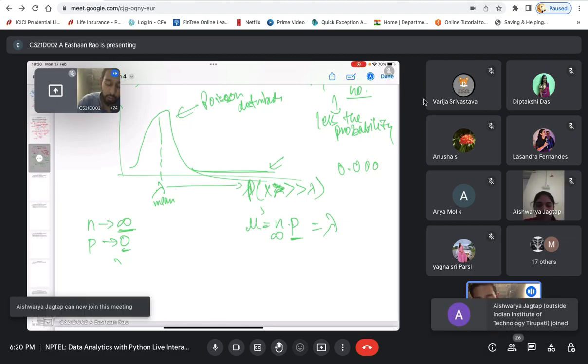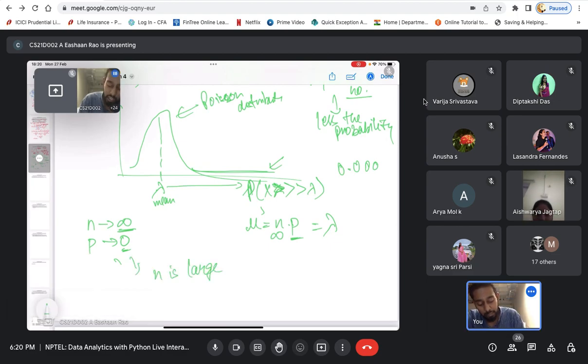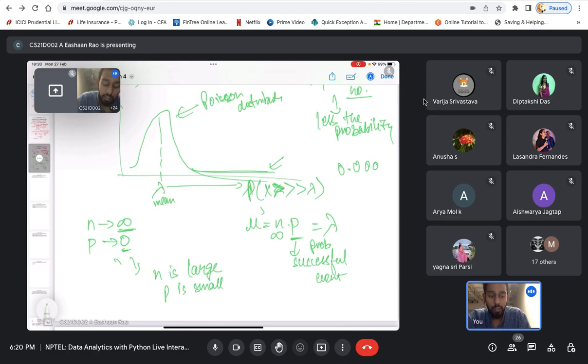Okay, so in the Poisson distribution, n can be very, very large, and p, the probability of a successful event, will be very, very low. So this is how Poisson and binomial are related. Any questions till now? If you're not able to understand this, please let me know in the chat section, or you can unmute yourself as well.